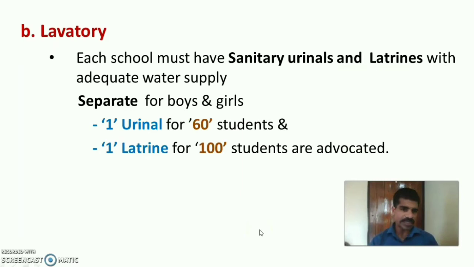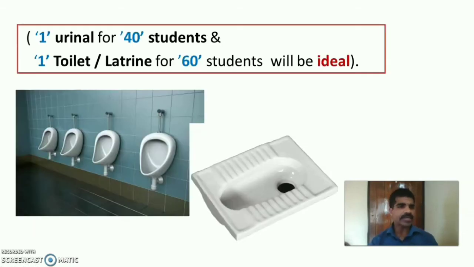Then latrine facilities. Each school must have sanitary urinals and latrines with adequate water supply. That should be separate for boys and girls. One urinal for 60 students and one latrine for 100 students are advocated. Ideally, it is one urinal for 40 students and one toilet or latrine for 60 students according to the school health committee recommendation.